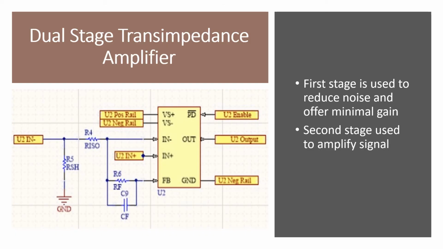So for our signal receiver, we use a dual-stage transimpedance amplifier. A transimpedance amplifier is just an amplifier that can convert current into voltage. The first stage of our transimpedance amplifier offers minimal gain. We do that to reduce the amount of noise that is inputted into the system upon the conversion from current into voltage. And we really use the second stage to amplify our signal into a usable output analog signal.